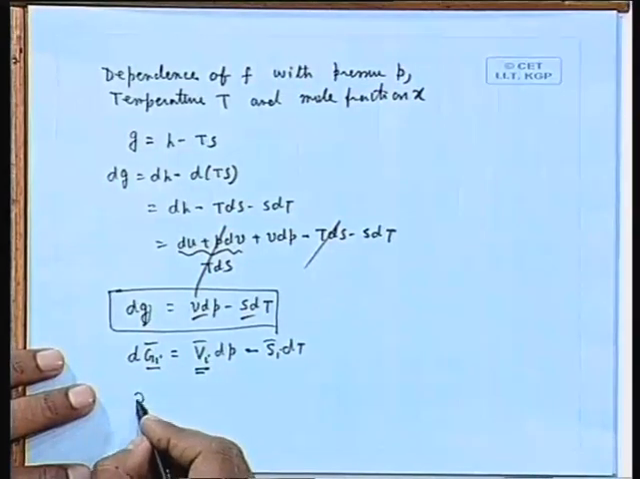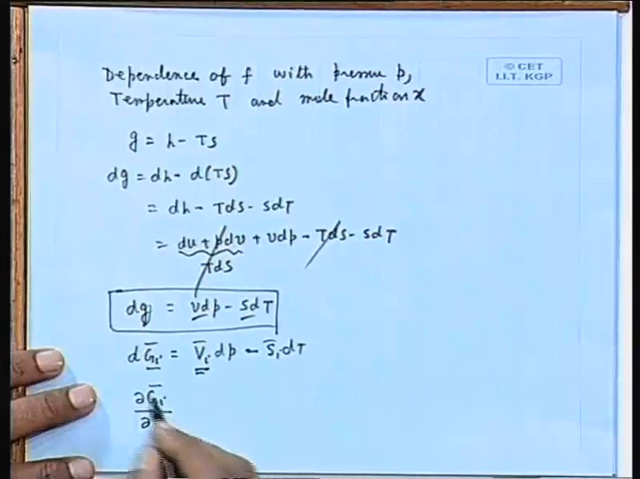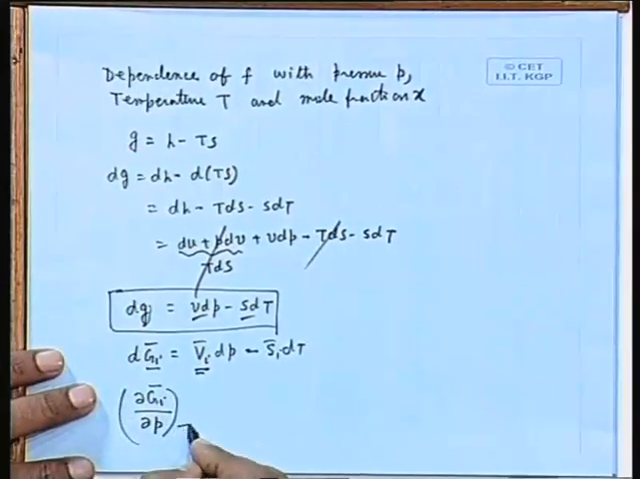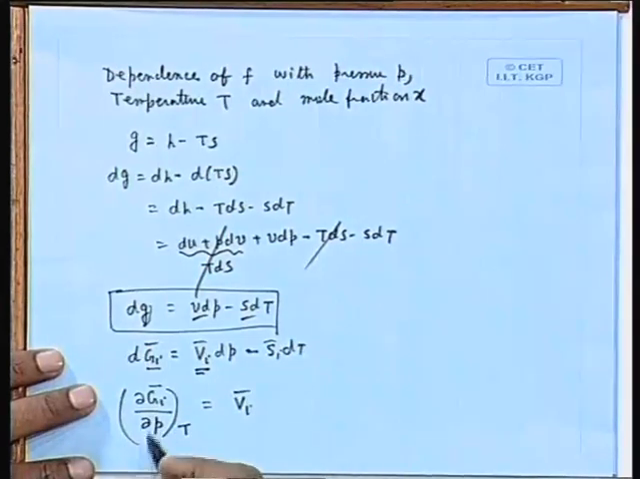So now from here we see del Gi bar by del P at constant temperature will be nothing but Vi bar.